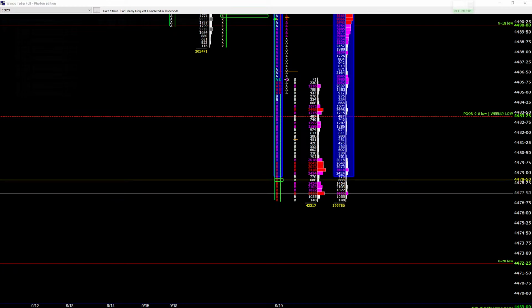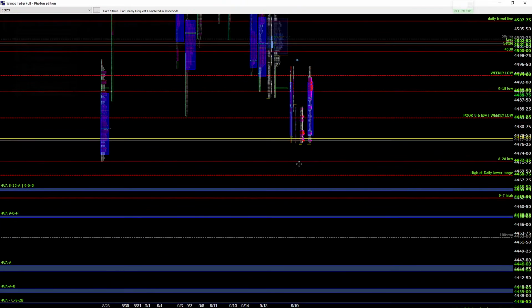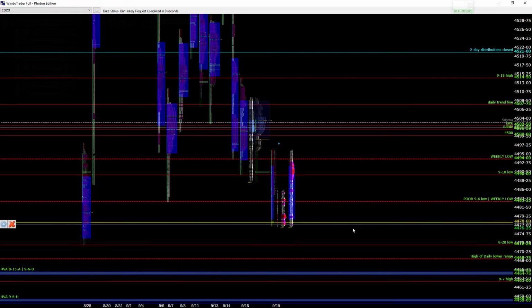Now we are in between two ranges. We are in a 1, 2, 3, 4, 5, 6, 7, 8, maybe 9, 10 day range. And below this, we have a 12-day range. The market is right there. It has re-entered the lower range, which is this level here.